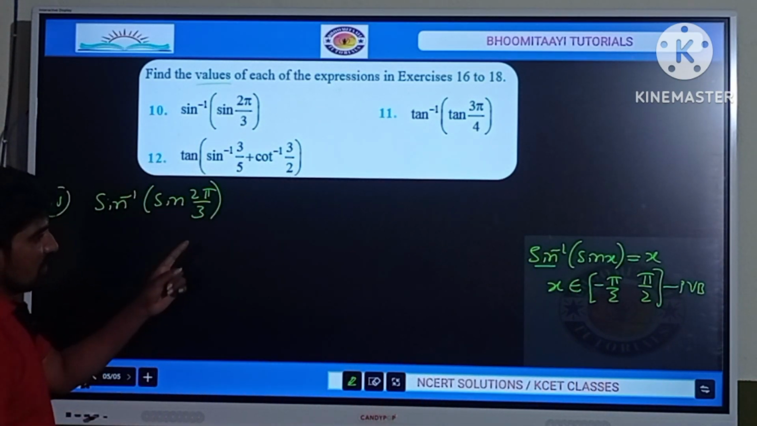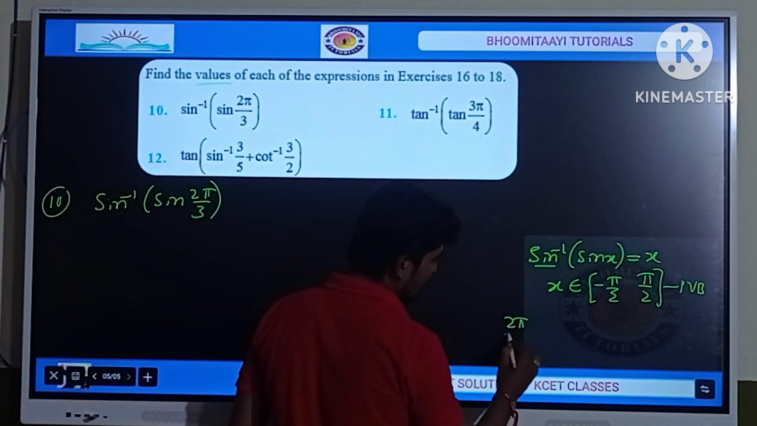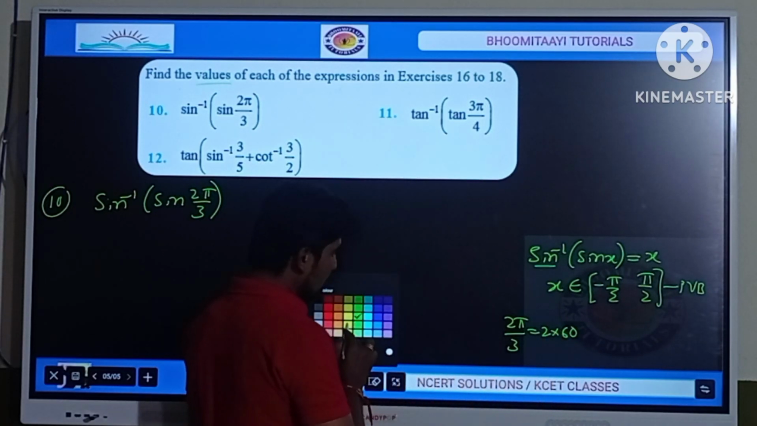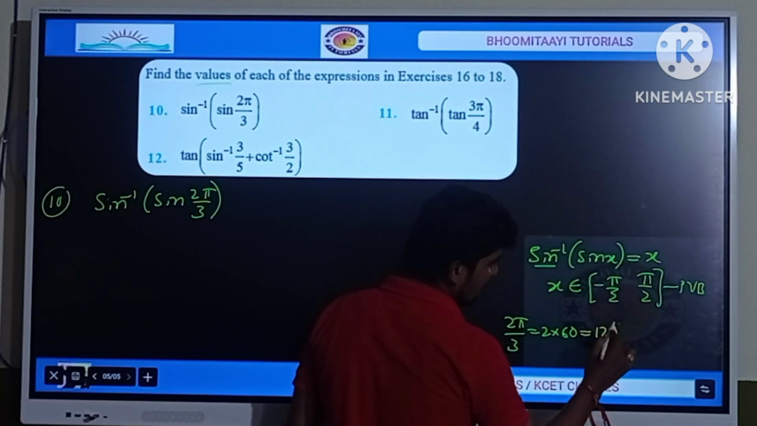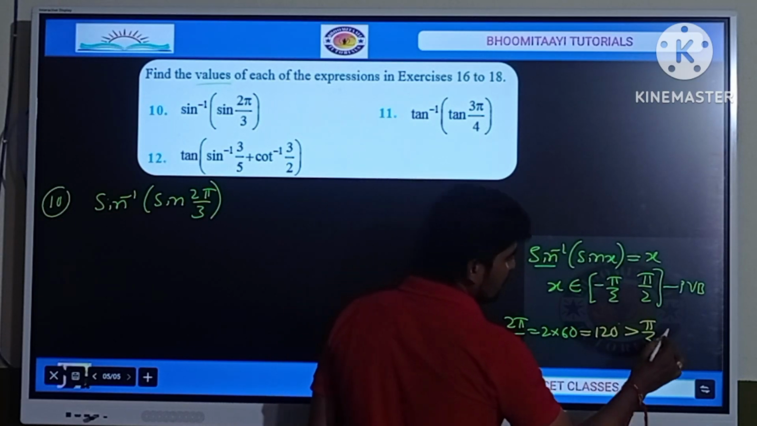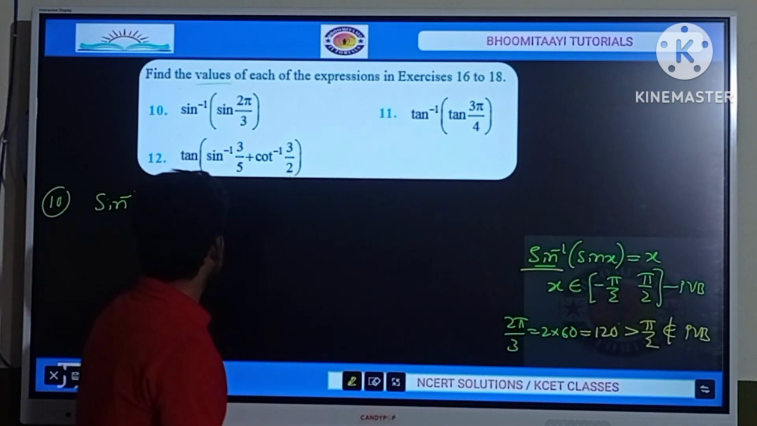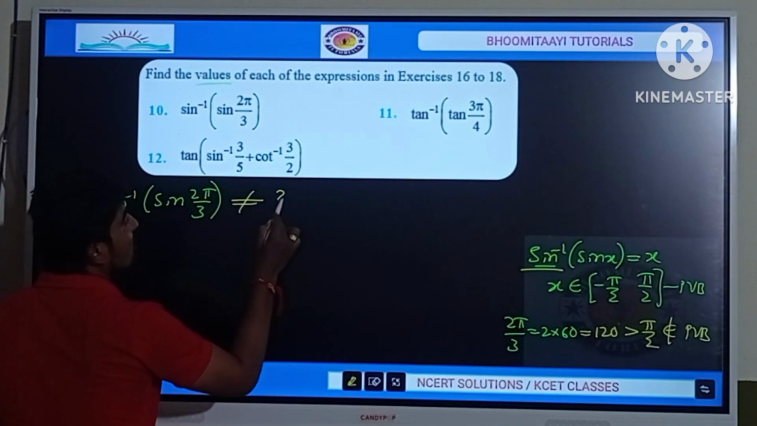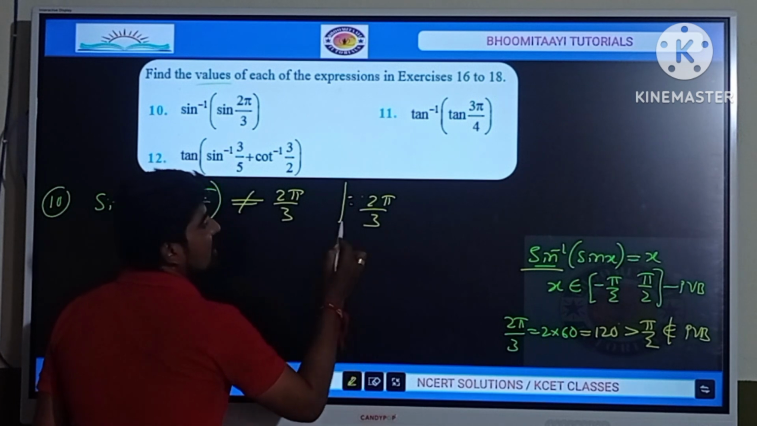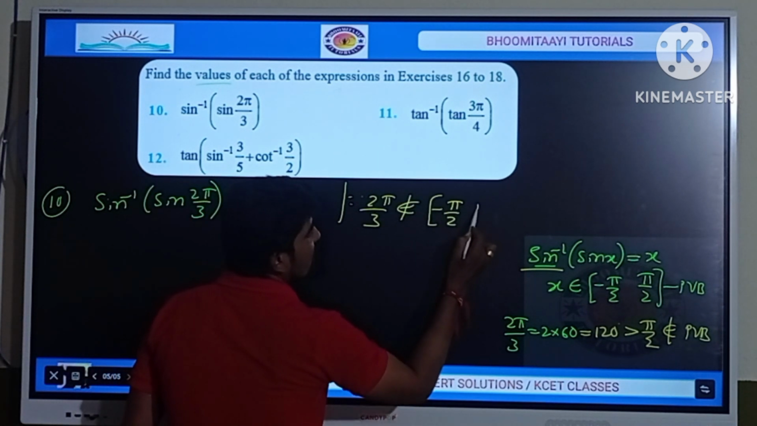Now let us check. Here the x value is 2 pi by 3. So the degree measure of 2 pi by 3 is what? 2 into pi by 3 means 60 degree, so 2 into 60 degree is equals to 120 degree. So definitely 120 degree is more than 90 degree. It means this does not belong to the principal value branch of sin inverse, so this is not equal to 2 pi by 3.